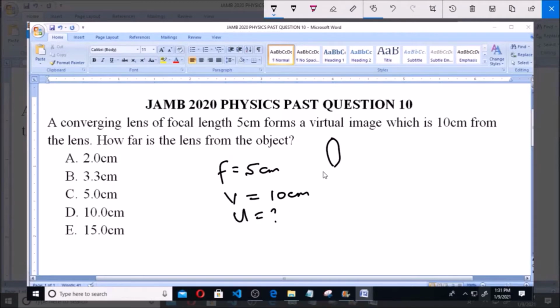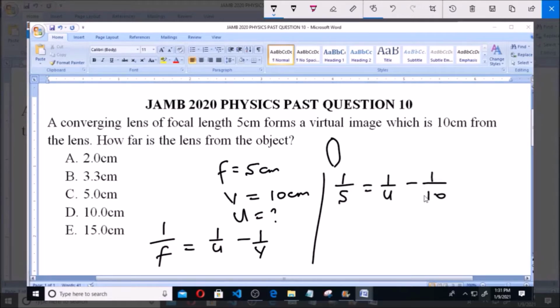Because this image is virtual, we're going to be using this formula: 1 over F is equal to 1 over U minus 1 over V, being a virtual image formed. That is 1 over 5 is equal to 1 over U minus 1 over 10. Now the LCM will be 10U. U in 10U will give us 10, 10 times 1 will give us 10, minus 10 in 10U will give us U, U times 1 will give us U.